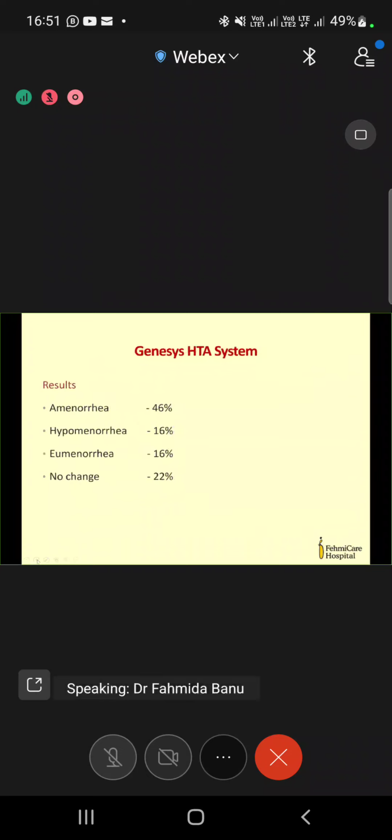When it is analyzed, nearly 50% of the patients will become amenorrheic in 1 year. Hypomenorrhea is achieved in 16% of cases. Another 16% will have eumenorrhea, and in 1 in 5 cases they may not get as much relief as they wanted.